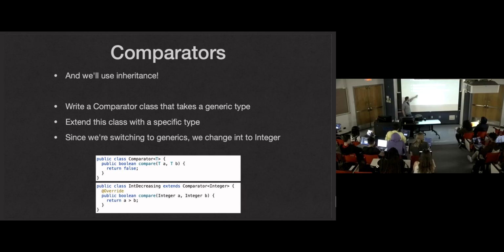The comparator is going to take a type parameter T, so we can compare any type, and have a compare method that compares two values of that type.